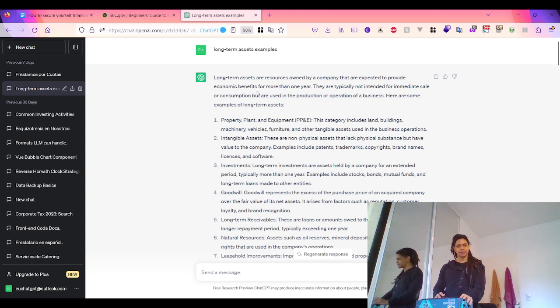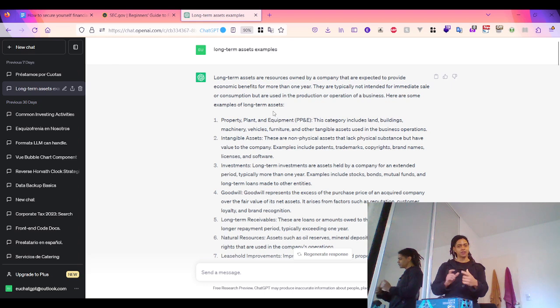So long-term assets is talking about commitment, meaning things that a company or you own, resources that you own, that are expected to provide economic benefit or value over time for more than 1 year. So they are typically not intended for immediate sale or consumption, but are used in the production or operation of a business. And here are some examples of long-term assets.